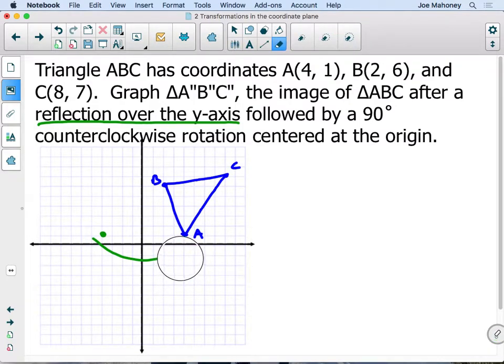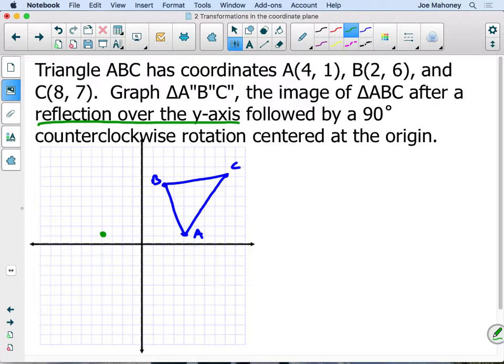Remember that when we do a reflection, the reflecting line is the perpendicular bisector joining a point and its image. So the y-axis is right in the middle of point A and its image, A prime. Likewise, B prime would be about here, and C prime is going to be about here. So here's our new triangle, A prime, B prime, C prime.